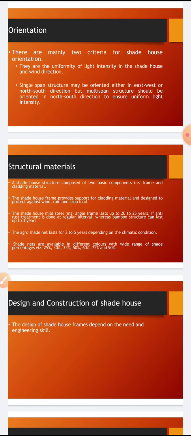The agro shade net lasts for 3 to 5 years depending upon the climatic condition. Shade nets are available in different colors with a wide range of shade percentages. Shade percentage is the percentage of sunlight that goes into the house, for example 25%, 30%, 35%, 50%, 60%, 75% and 90%. Design and construction of shade house. The design of the shade house frame depends on the need and engineering skills.